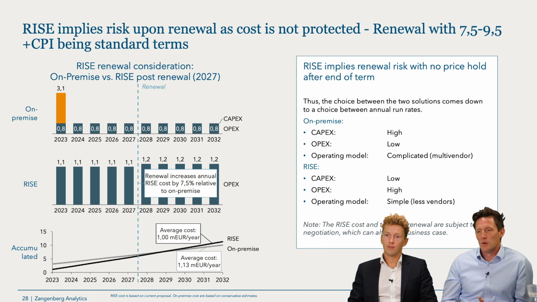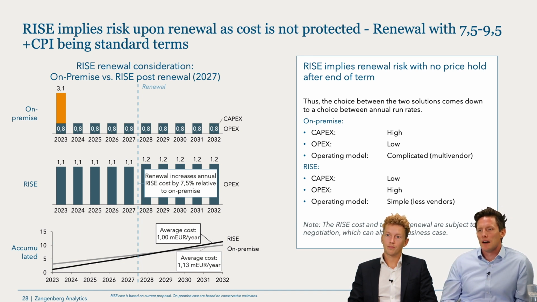So you will have 3 to 6 months notice if you are changing the terms of the subscription model. That means that you need to negotiate in due time. The big issue is the price for the renewal. That will fundamentally be a 7.5% to 9.5% increase in price plus inflation.